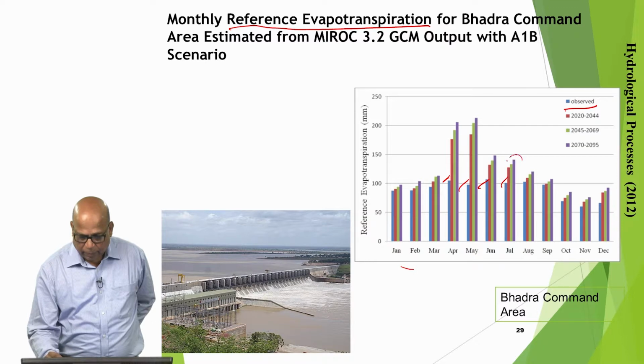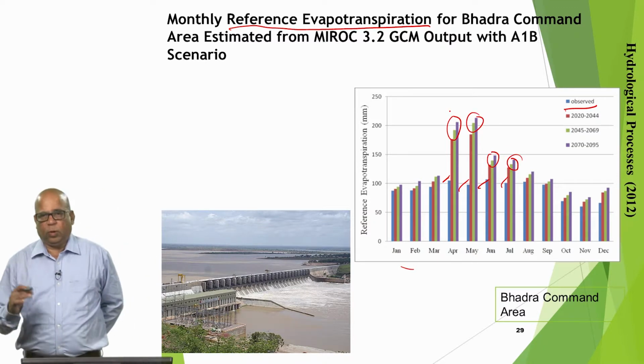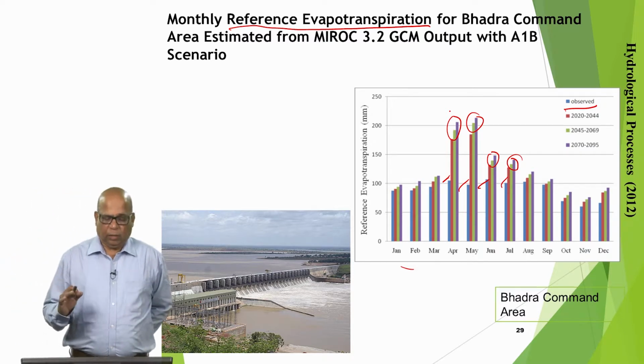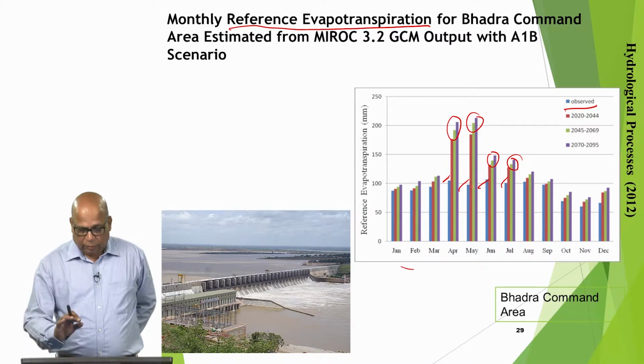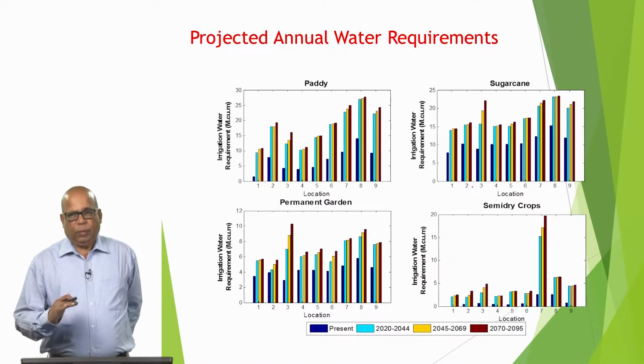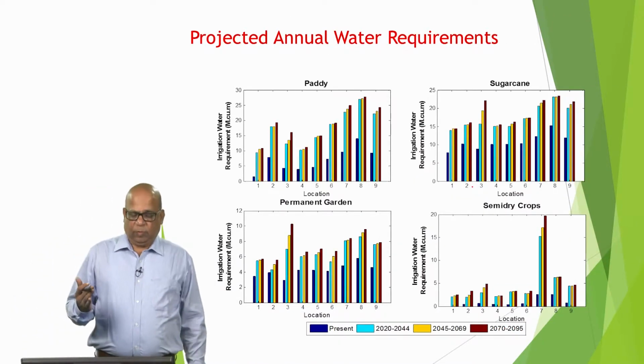The reference evapotranspiration is likely to be significantly higher compared to what is there for the observed period. This information we convert into the actual water requirements for various crops.